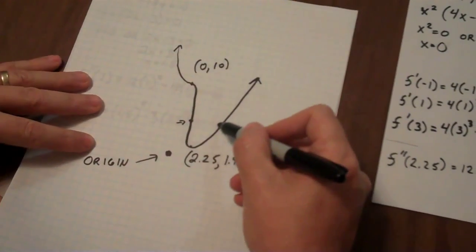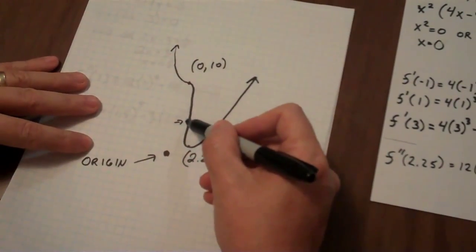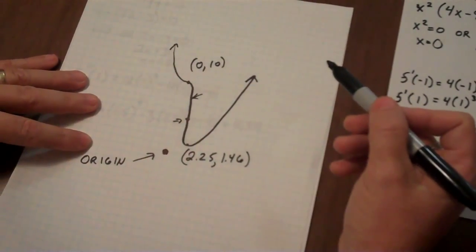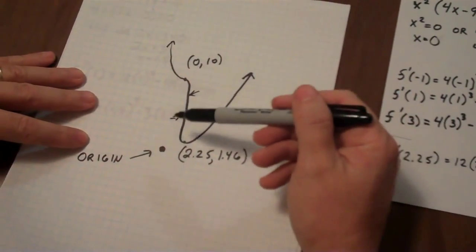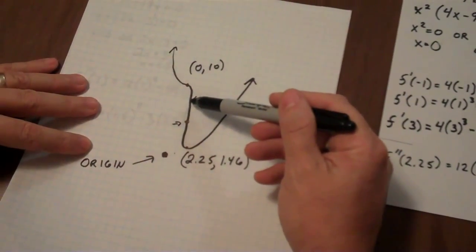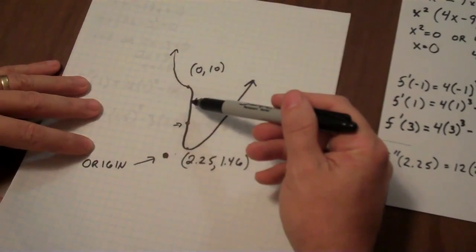Remember, we knew that this was concave up. I would therefore anticipate plugging in a value that this portion of the graph would be concave down. So let's plug in 1, which is to the left, and see if I do indeed get a second derivative which is negative.